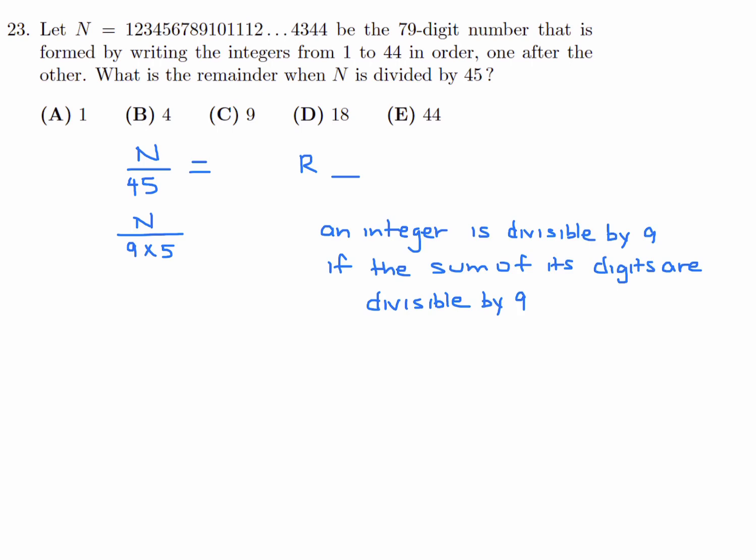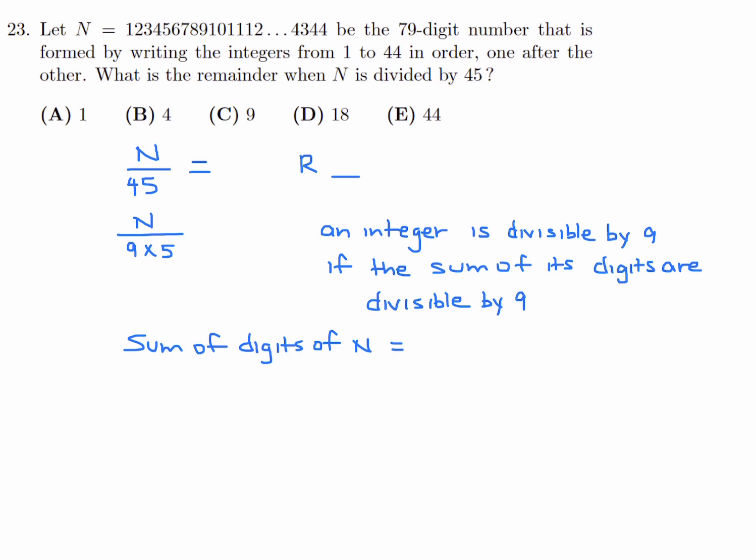Now, there's an interesting fact that will help a lot in this question, that an integer is divisible by 9 if the sum of its digits is divisible by 9. So we have to figure out the sum of the digits of this n. And that shouldn't be too much of a problem.